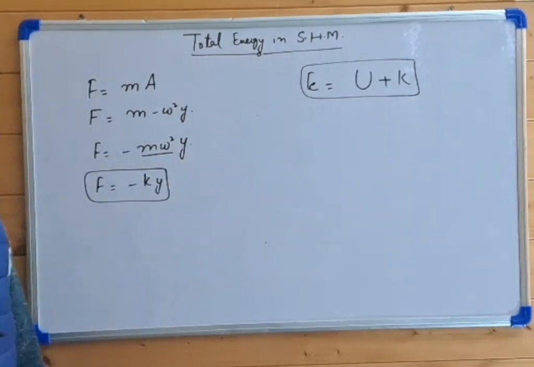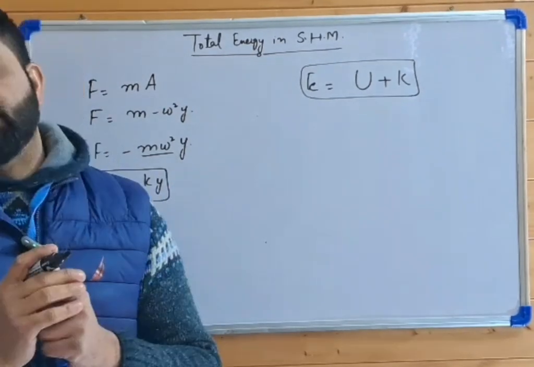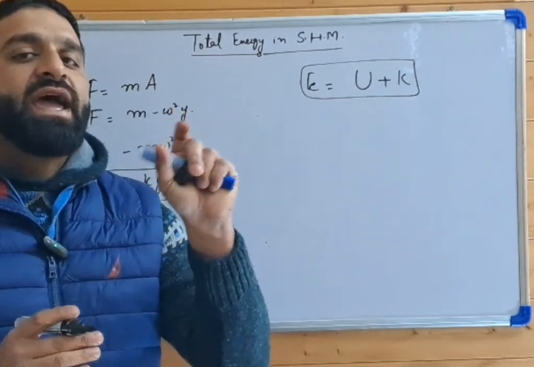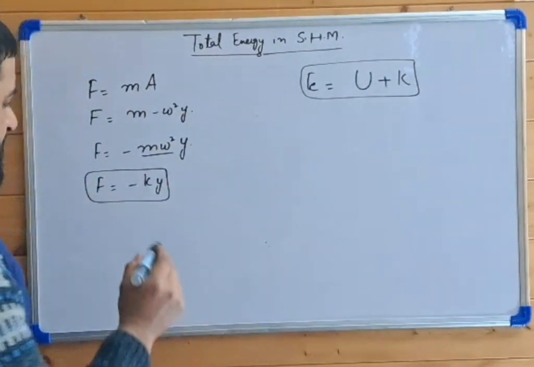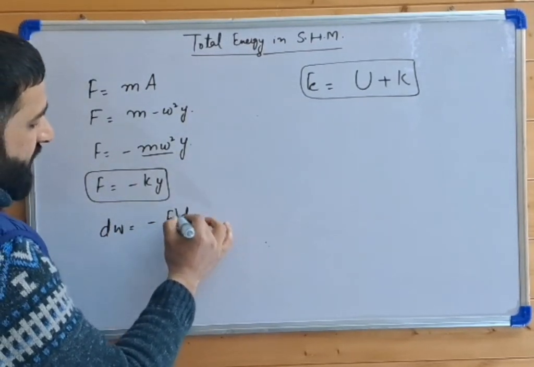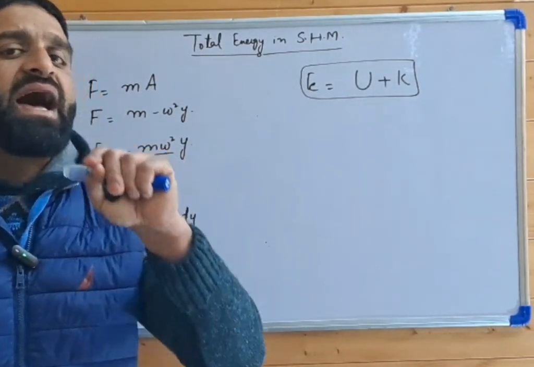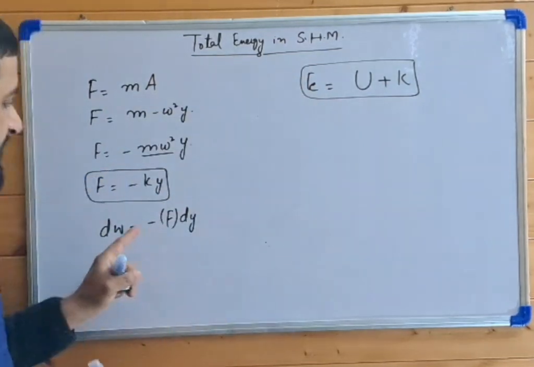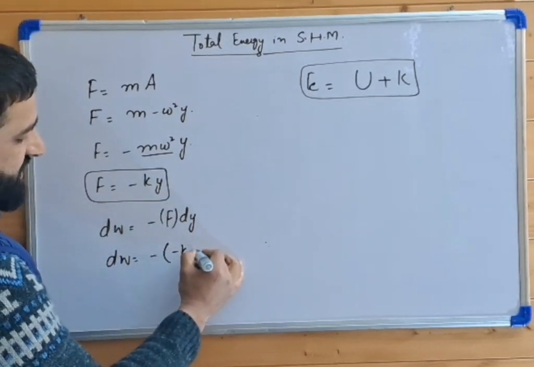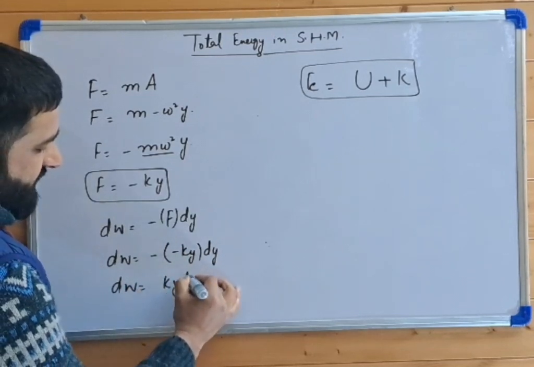Now this is a restoring force, so when a body is disturbed from its mean position, work is done against this restoring force. Let us now say that for a small displacement dy, a small amount of work dw is to be done. So dw is equal to minus F dy. Why minus? Because that work is to be done against that restoring force. Now calculating, dw is equal to minus, as F is already calculated, minus ky dy. So dw is equal to ky dy.